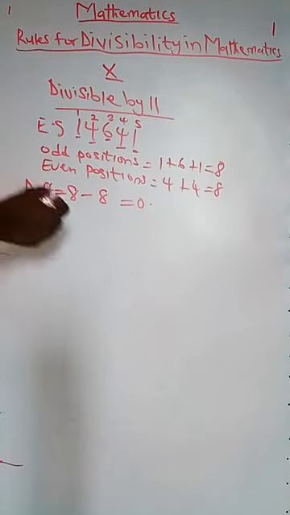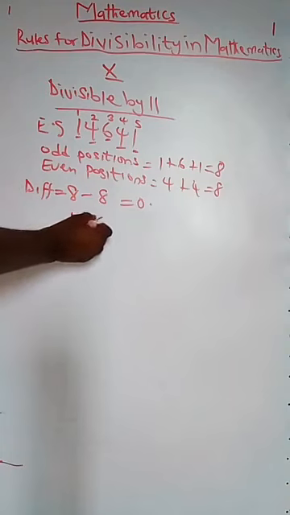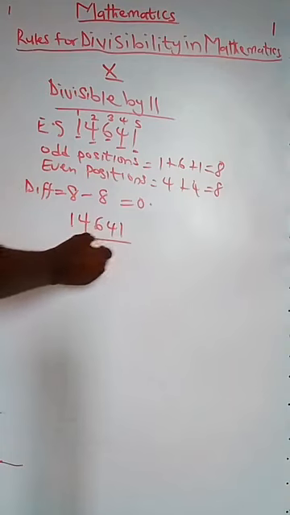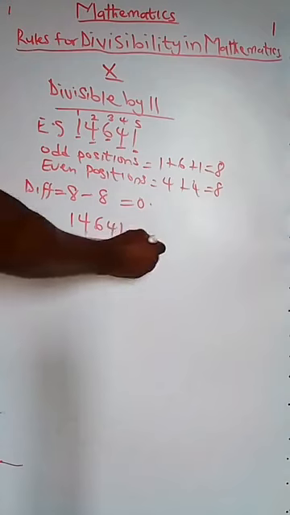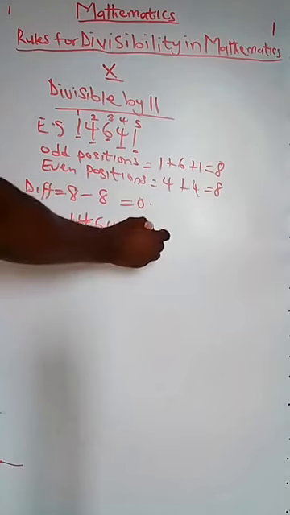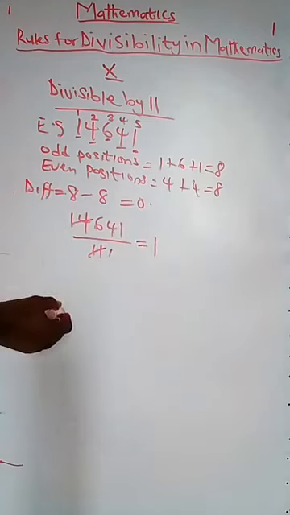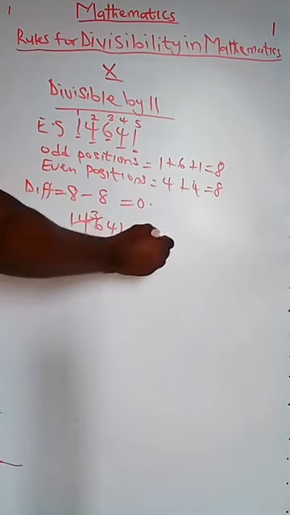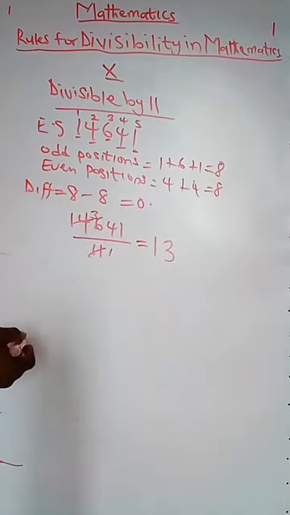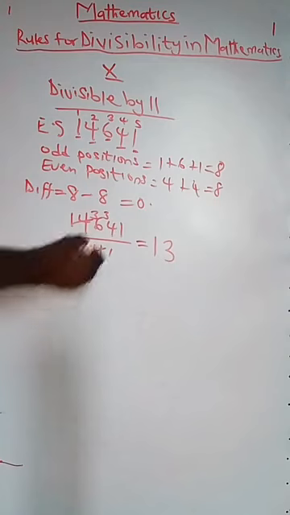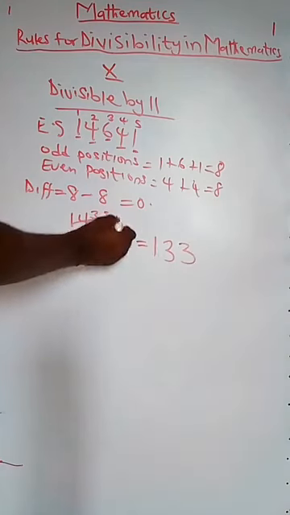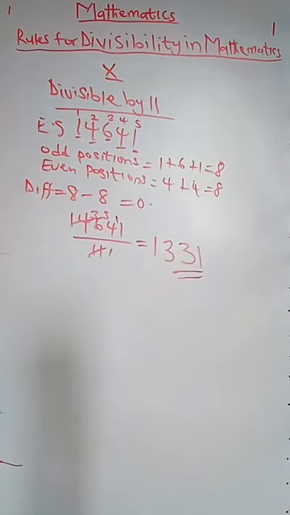And let's now check. 1, 4, 6, 4, 1. Let's see if it is divisible by 11. 11 in 14, we have 1, right? Remainder 3. 11 in 36, we have 3, right? Remainder 3. 11 in 34, we have 3. Remainder 1. 11 in 11, 1. So that is how to determine if a number is divisible by 11. Let's move to the next one.